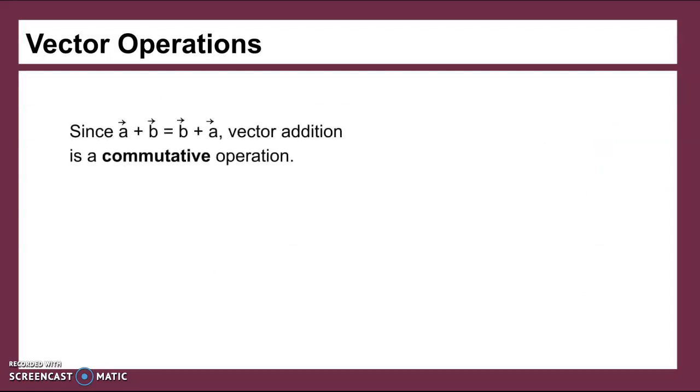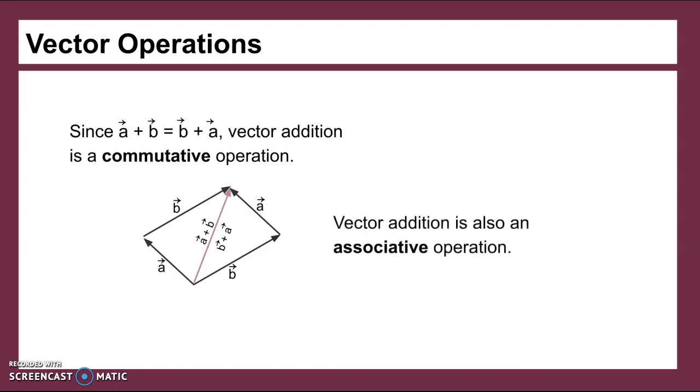Since vector A plus vector B is equivalent to vector B plus vector A, vector addition is a commutative operation. Vector addition is also associative.